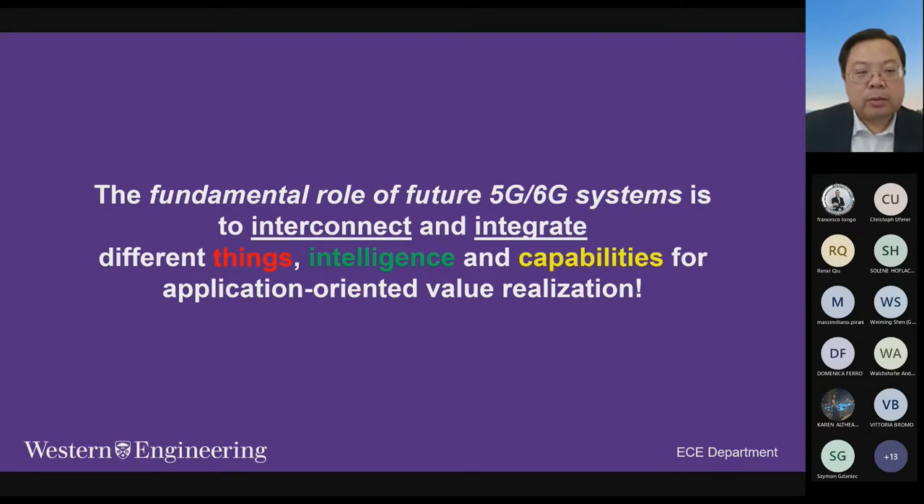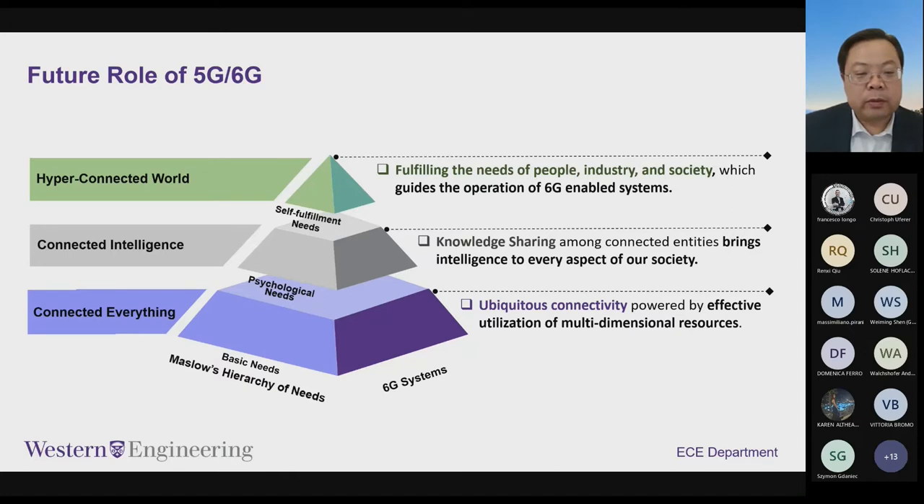Now, let's talk about this role in a more detailed way. We use Maslow's hierarchy of needs, and on the left side here is about human needs. We use this as an example to elaborate how we could achieve the value and what kind of role future wireless networks can play. So the basic aspect is that we rely on the network to connect everything.